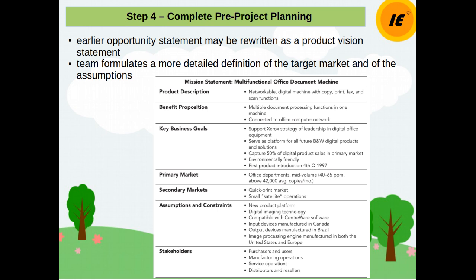But here you can see the mission statement now has a lot of interesting information, like product description: networkable digital machine with copy, print, fax and scan function. Benefit proposition: multiple document processing functions in one machine connected to the office computer network. This is very usual nowadays. Most photocopy machines are now connected to the internet. You just submit online and you take the printout.